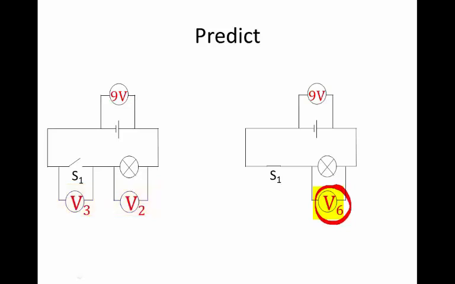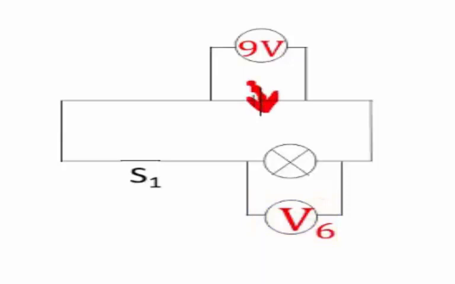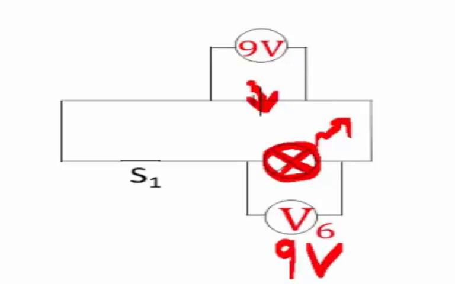Now, V6 is actually very easy because this circuit is a complete circuit, and the battery is putting in 9 volt. The bulb is the only resistor in the circuit, so it must take all of those 9 volts out. So V6 will be 9 volt.